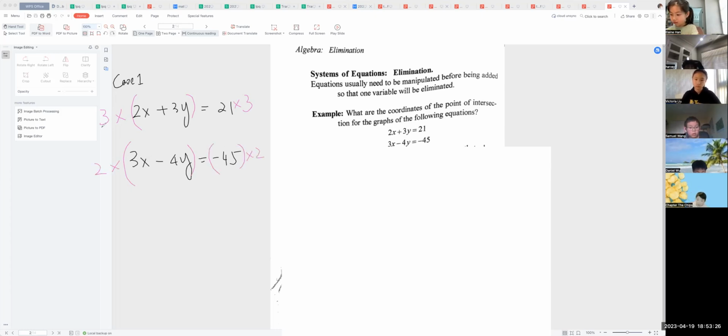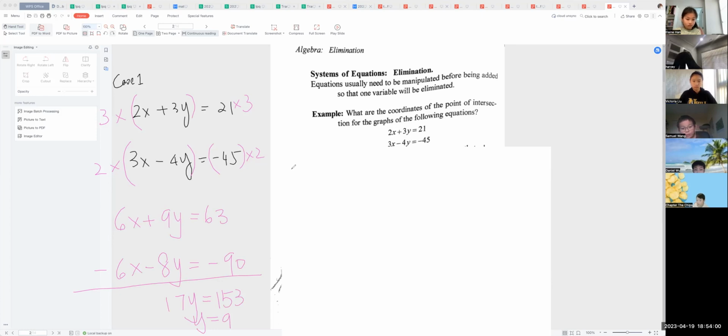Why am I doing this? Because by doing this, the x will be 6x plus 9y equals 63, and this one will be 6x minus 8y equals negative 19. Get it, everybody? So now, by minus these, x again disappeared. So 9y minus negative 8y equals 17y equals 153. So y equals 9.